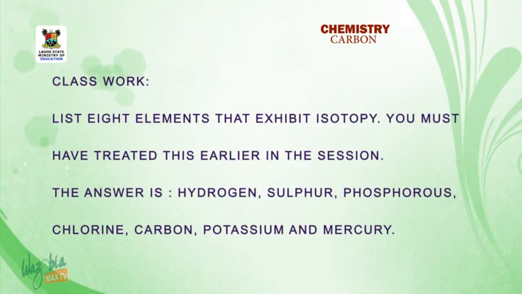Let's take the classwork. List 8 elements that exhibit isotopy. You must have done this earlier on in the session. The answer is hydrogen, sulfur, phosphorus, chlorine, carbon, potassium, and mercury.